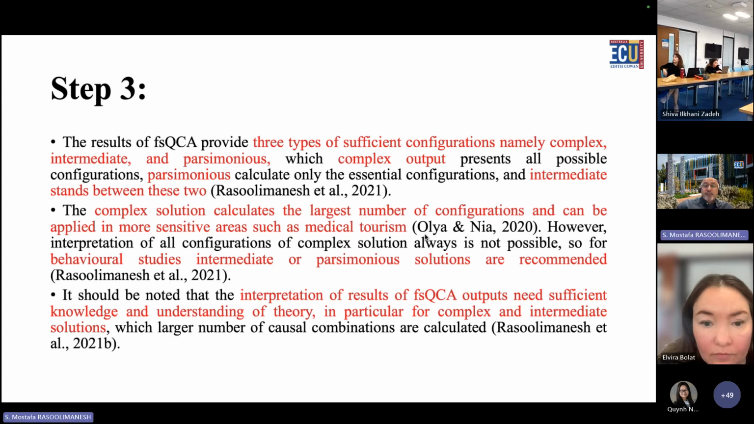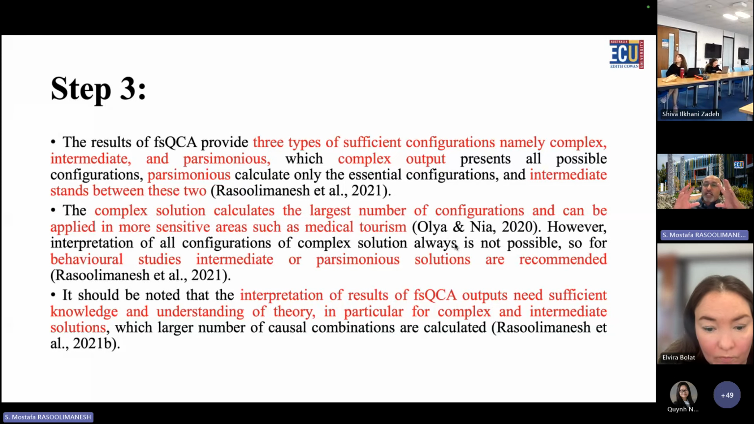The software actually gives you three different solutions: complex, intermediate, and parsimonious solutions. And so you have to decide which one to choose. Intermediate is actually suitable for and recommended for a normal situation.